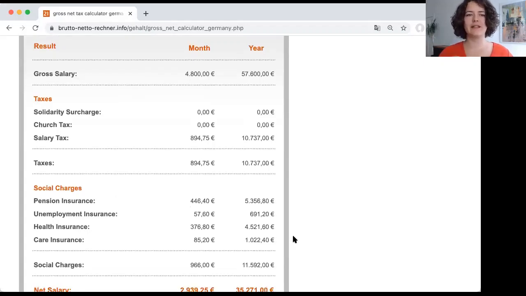So gross salary, solidarity surcharge is not applicable anymore. I said that, okay, you're not a member of the church, so there will be no deductions. So then you only have something which is called the salary tax here, which is income tax. That's determined based on the tax class that you've chosen. So you can play around with that a bit also if you want to figure out how this varies. For instance, with this being married and splitting model, then it may be interesting for you.